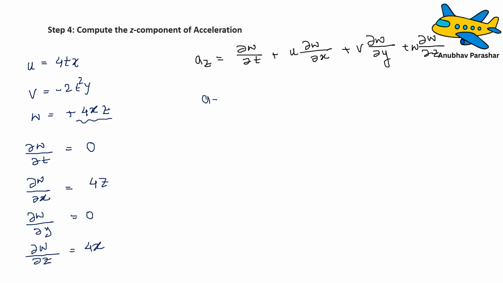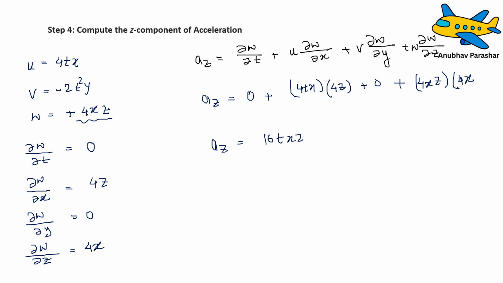If you substitute all these values in the equation of az, it is going to be 0 plus u, that is 4tx into 4z, plus 0 plus the value of w, 4xz, right, into 4x. So the component of acceleration in z direction is coming out to be 16txz plus 16x squared z. So you see, if you've noticed it, the acceleration is a function of 4 parameters: time, x, y, and z. So x, y, z are the coordinates and t is the time.